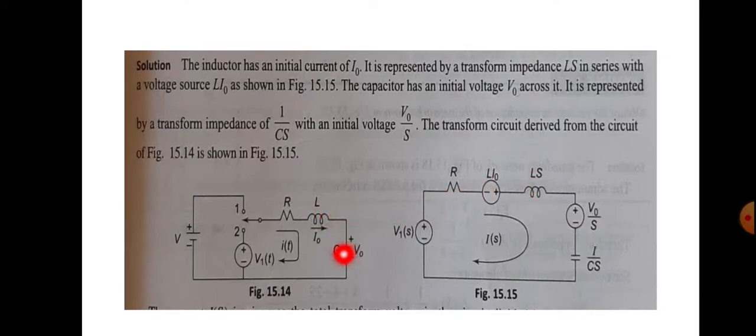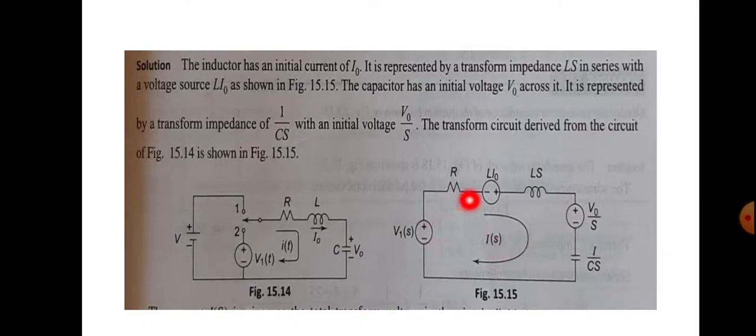Next we will see the capacitor. It has an initial voltage V0 and the capacitor can be drawn as a series combination of another voltage source, whose value is V0 by S, and an impedance value of 1 by Cs. Its symbol is plus minus and the impedance value is 1 by Cs, and the current through this circuit is I of S. This is the transformed current and you are asked to find out this current I of S.